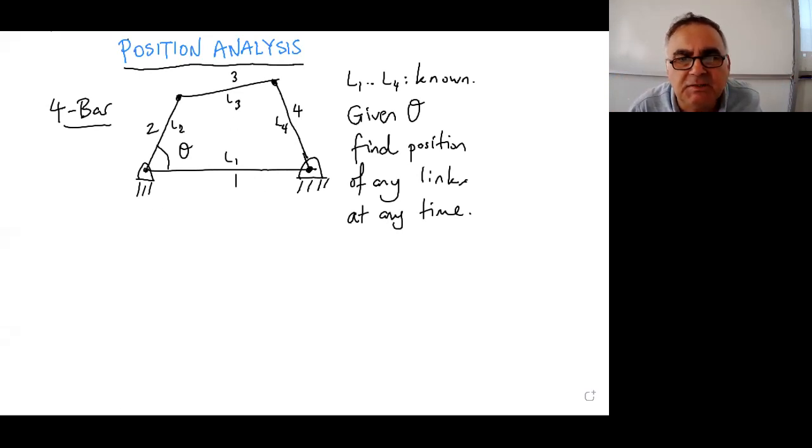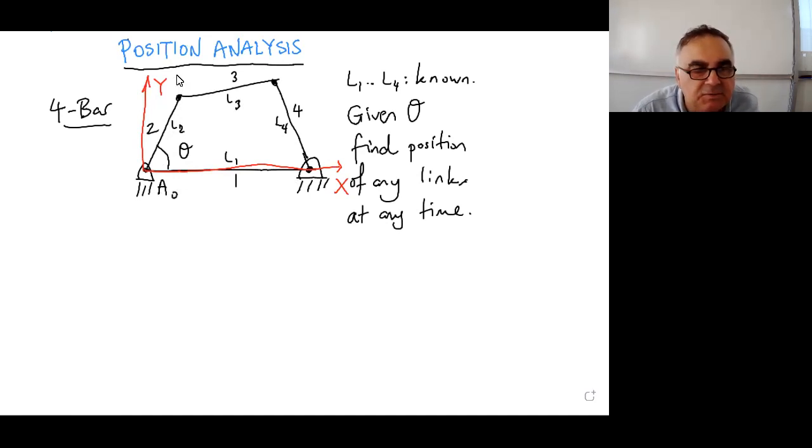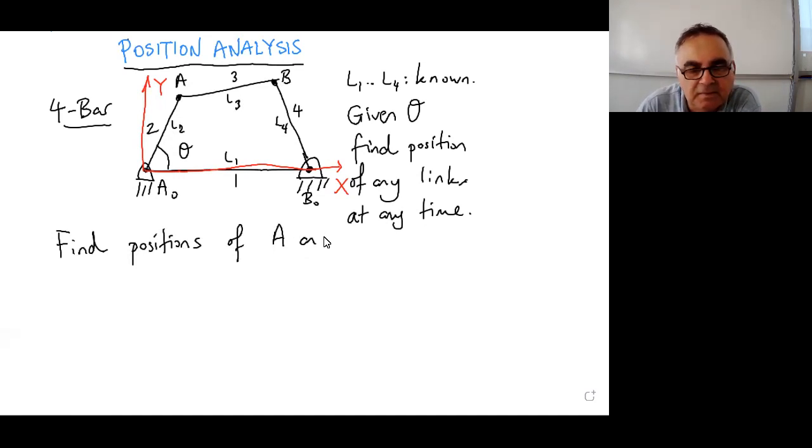Let's say that we assign a coordinate system to our mechanism so that this is our capital X coordinate and this is our capital Y coordinate, okay? Let me put certain labels. Let's say this is A0, this is A, this is B, and this is B0. The positions of A0 and B0 are fixed, so they are clear. So we want to find the positions of A and B for all values of theta.